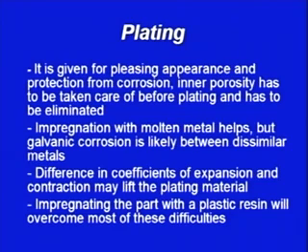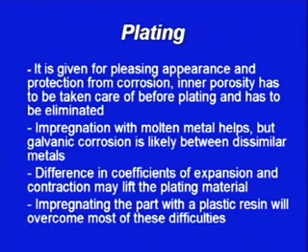Inner porosity has to be taken care of before plating and has to be eliminated. Suppose we do not remove the inner porosity of the powder metallurgy part, then certain corrosion, certain types of deterioration may take place within the pores. Now, impregnation with molten metal will help. As we have seen, we can fill the pores with the help of a lower melting point slug, but galvanic corrosion is likely between dissimilar metals. So, if we are filling in a metal which is dissimilar to the metal that we have used to make the powder metallurgy product, there are chances of galvanic corrosion.